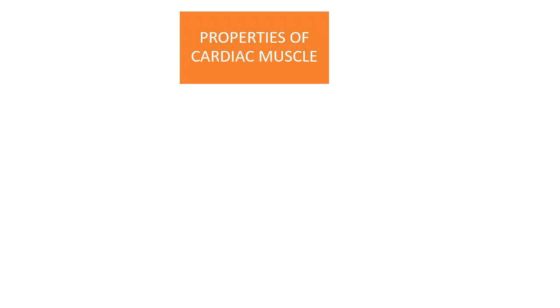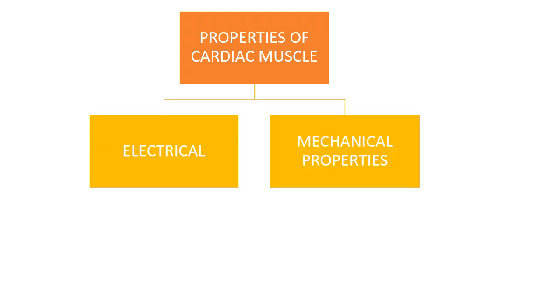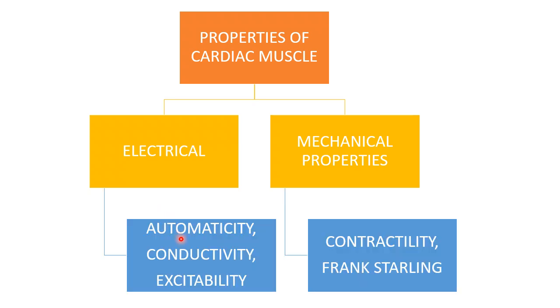Now, coming to the properties of cardiac muscle, you can group the properties as electrical and mechanical properties. Usually we have an electrical impulse that makes the muscle contract, so based on that, we divide the properties into electrical and mechanical. Under electrical properties, we have automaticity, conductivity, and excitability. Under mechanical properties, we have contractility and the Frank-Starling mechanism.